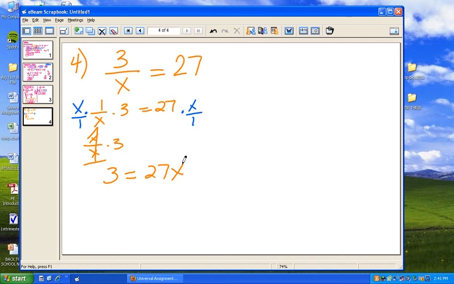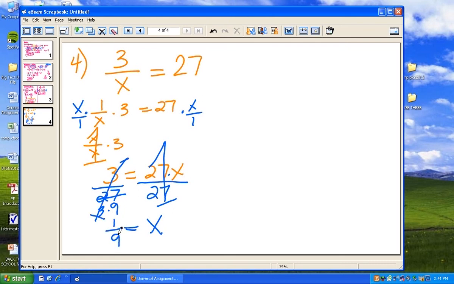Well, now this looks more like a problem that you're used to. And in order to get this x alone, you divide, because it's 27 times x, you divide by 27. And 27 divided by 27 gives you that 1. You're left with an x. And if you divide one side by 27, you divide the other. So 27 is really 3 times 9. Got your equivalent form of 1. So you're left with 1/9. And so 1/9 equals x.